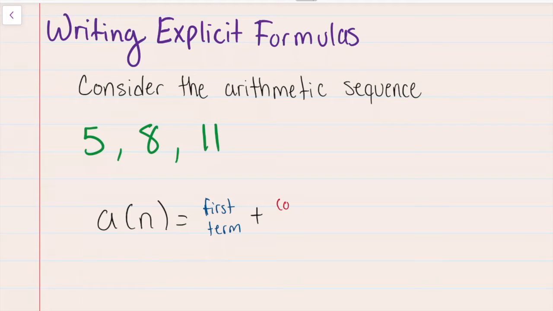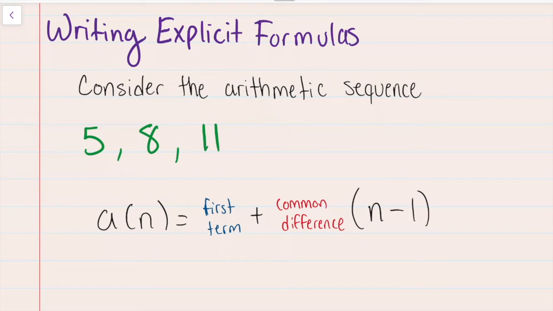And then we have our common difference, the rule. What are we doing to it? Our common difference, parentheses, and this is always the same, n minus 1. So that's how to write an explicit formula.